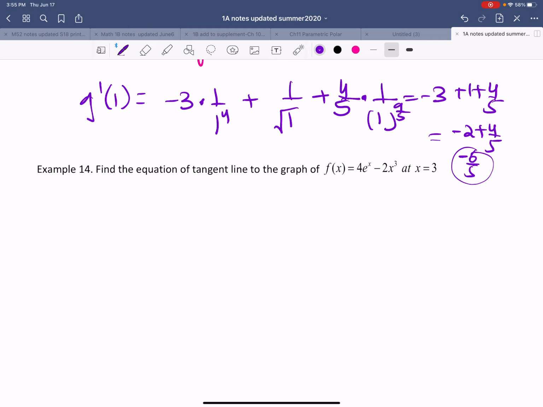All right, last example for this section using the basic rules of derivatives. Find the equation of the tangent line to the graph of this function at x equals 3. We already did several examples. To find the equation of the tangent line, we need the slope of the tangent line, which is going to be my derivative at that point, f prime of x. And we also need a point on the line.